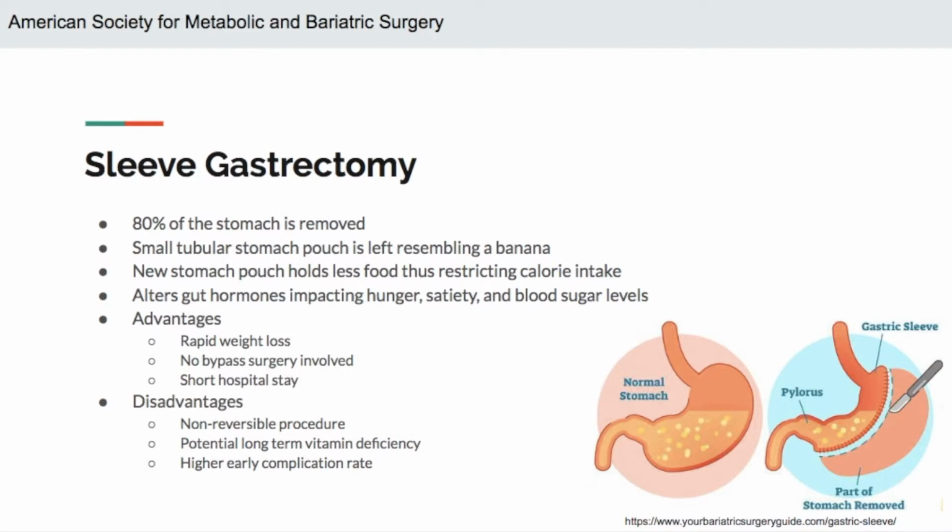And studies have shown that this procedure is just as effective as the gastric bypass surgery in terms of weight loss and improvement or remission of diabetes. The advantages for this surgery include rapid weight loss, you don't have a bypass surgery involved, and this has a short hospital stay since the surgery is less involved. Disadvantages include a non-reversible procedure that has a potential for long-term vitamin deficiency, and you have high early complication rates.